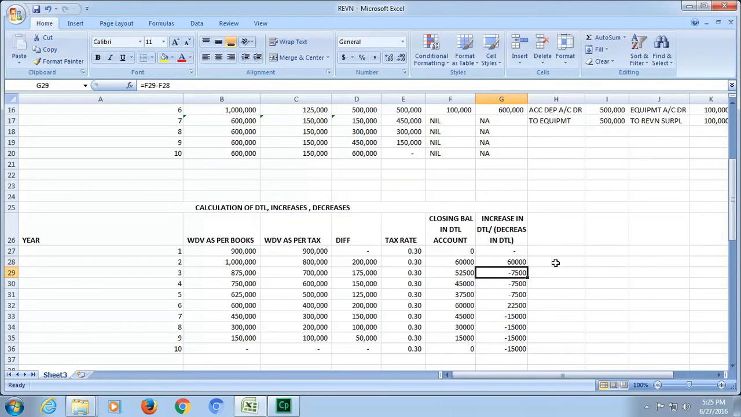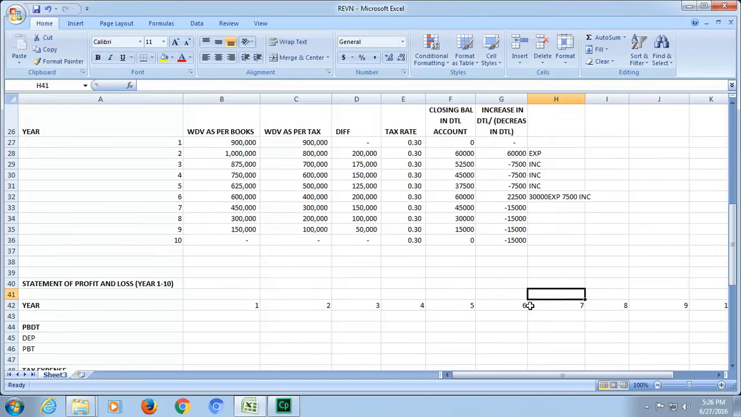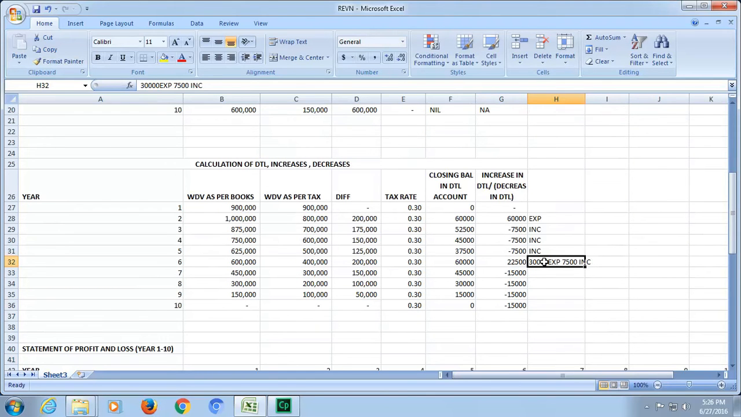And then there is a reversal. Here I'll mark it as expense. These are incomes. But in the sixth year there is actually 30,000 expense and 7,500 income. There is a reversal happening of 7,500, and this 30,000 is the increase in deferred tax liability due to revaluation. This 30,000 is 1 lakh into 30%, and this reversal is 7,500. And after that we have only a reversal. The deferred tax liability balance is reducing every year by 15,000.